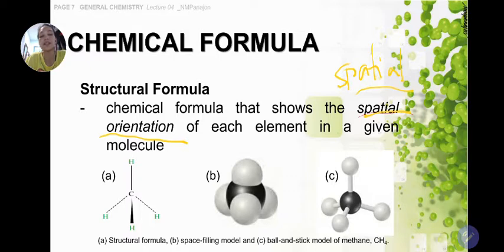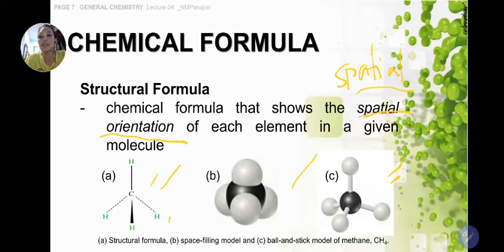For example, we have methane again. Letter A is the structural formula. Letter B is called a space-filling model. And letter C is a ball and stick model of methane. So, structural formula can be given in 3 different ways. We have structural, the space-filling model, and ball and stick model.